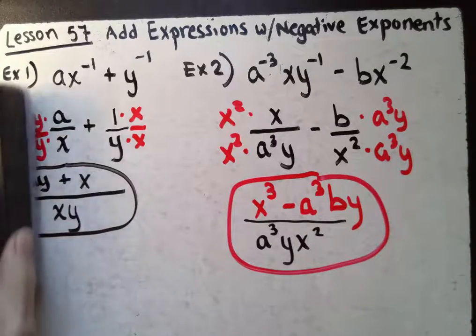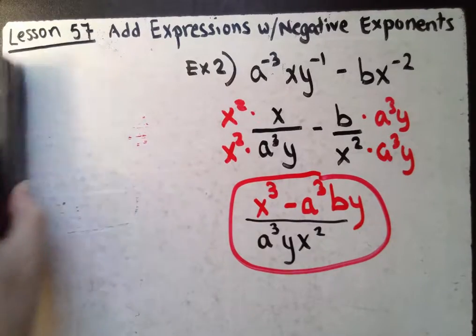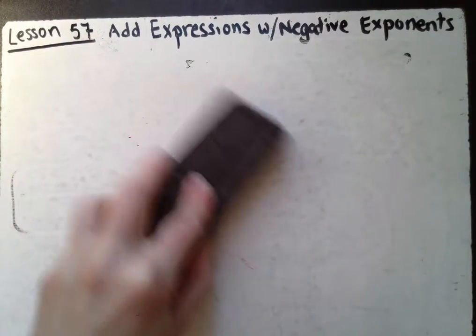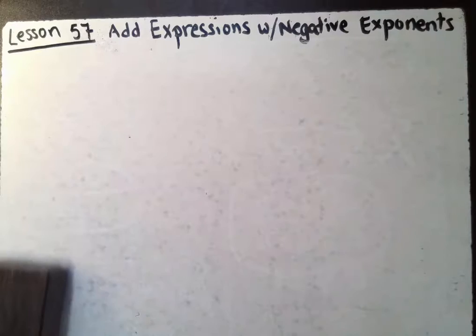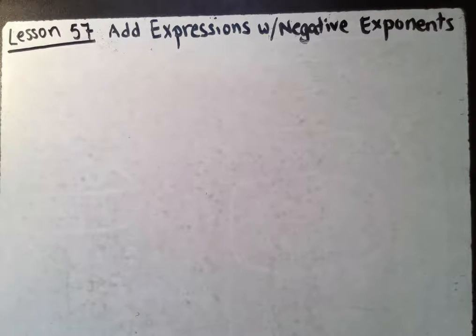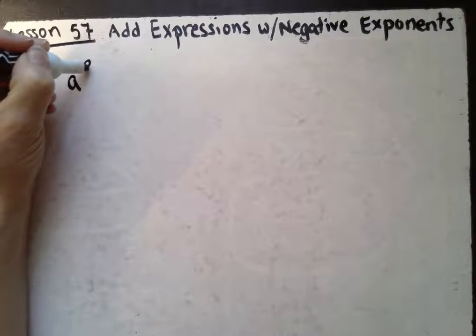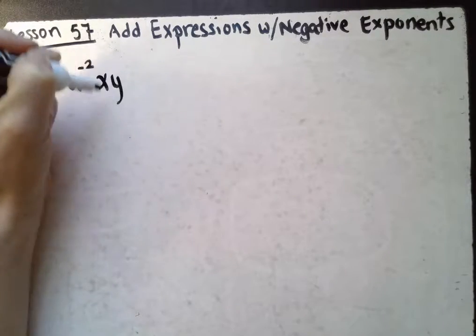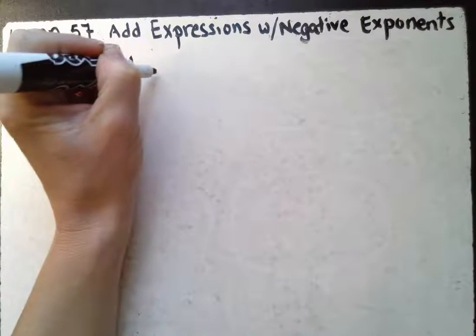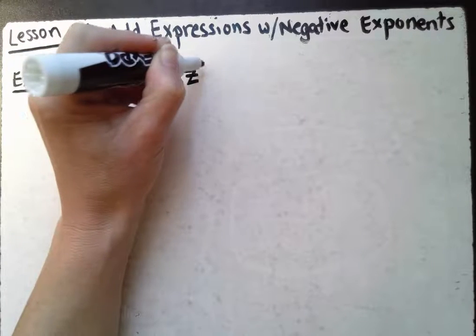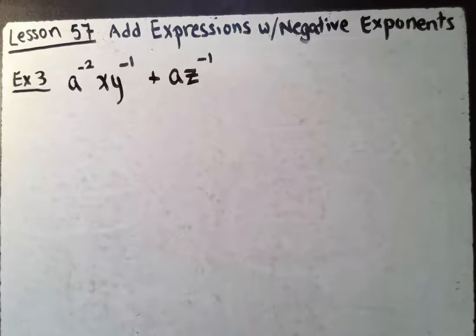Let's do a couple more examples. In these ones, you can pause the video and try them on your own and then check the answer. So, example 3. Let's do a to the negative second power times x times y to the negative first plus a times z to the negative first. So go ahead and pause the video and give it a try.